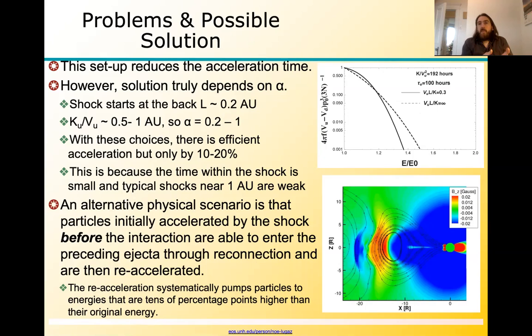So while it's possible to accelerate particles, it's not enough to explain this flux of particles of hundreds of keV to MeVs. What we think is a more likely scenario is that particles which are initially accelerated by the shock before the interaction are then able to enter the preceding ejecta due to reconnection between two ejecta, as we see from simulations, and are then reaccelerated. So it's not just an efficient way; we have particles being trapped inside the preceding ejecta through reconnection between the sheath and the ejecta, and then reaccelerated by the shock a second time.